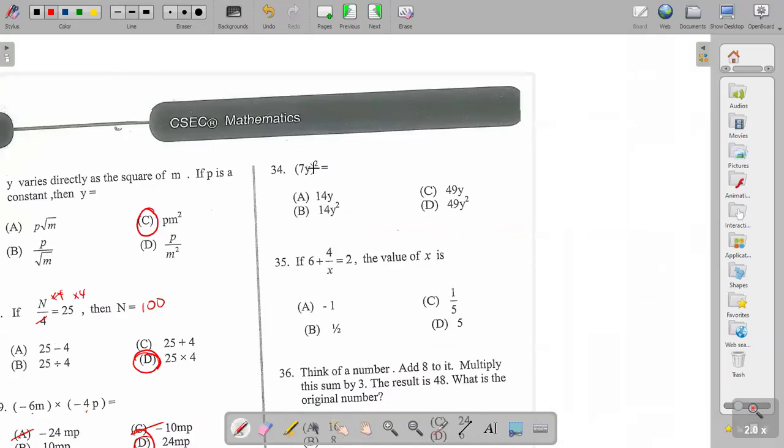Here, same thing, we got a square. This means 7y times 7y. So 7 times 7 is 49. Y times y is y squared.